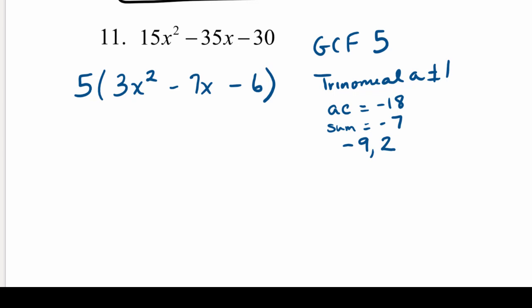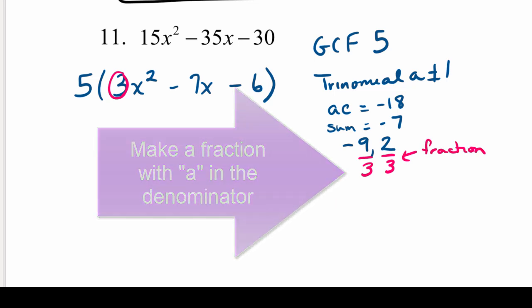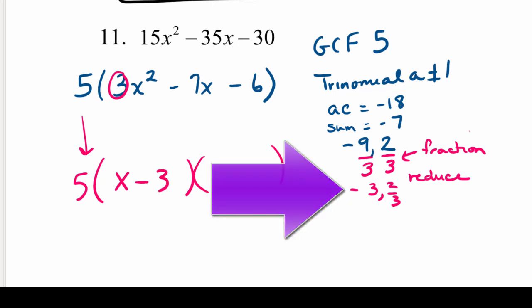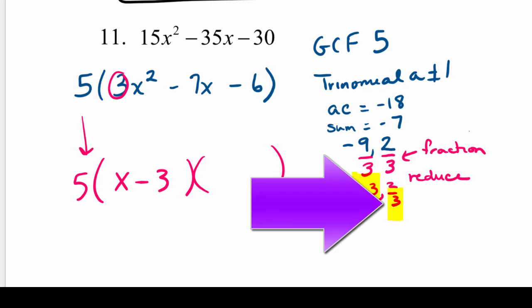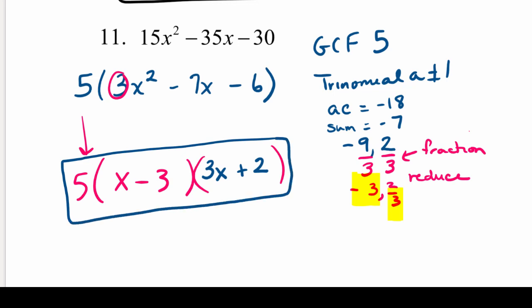And then you want to put your a here. Make a fraction with a. That's the part the students forget. Okay, fraction with a. Reduce. And so this is negative 3, and then we have 2/3. Okay, so bring down the 5. Don't forget that. In our first parentheses, we're going to write x minus 3 from here. Then in our second parentheses, this 3 that's in the bottom has to come up with the x: 3x plus 2. I'm going to take a look at these binomials, and nope, they do not factor further. So there is my answer.